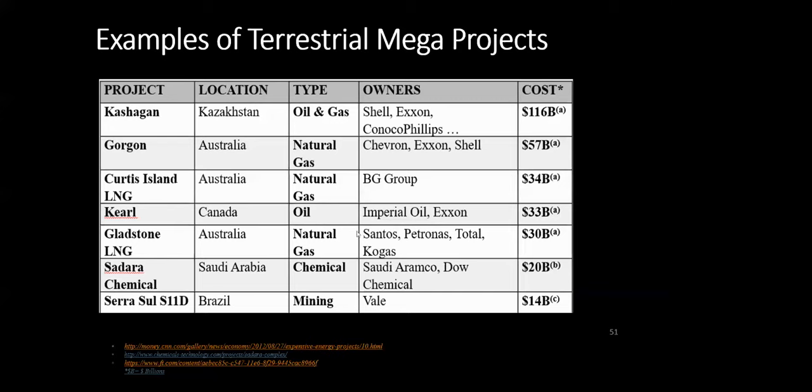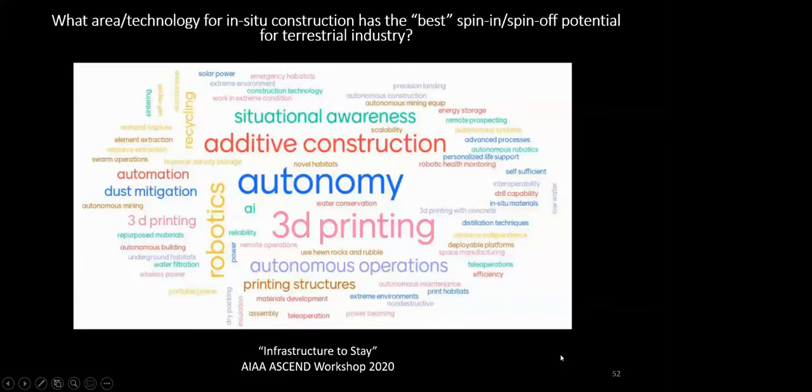And if it's a mega project, how do we do mega projects? The civil engineering community, the construction community on Earth, they do this all the time. The Kashagan project in Kazakhstan, oil and gas, 116 billion. So that's on the order of what a space station costs. Then you have all these other natural gas facilities. Most of these are mining or oil and gas, but you can see they're in the billions range, and most of them above 10 billion. So we do this every day here on Earth.